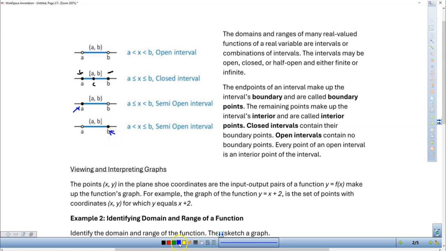Now, open intervals contain no boundary points. And every point of an open interval is an interior point of the interval. So again, looking at these right here, this A and B, for example, would be an open interval. As with this B, would be an open interval.